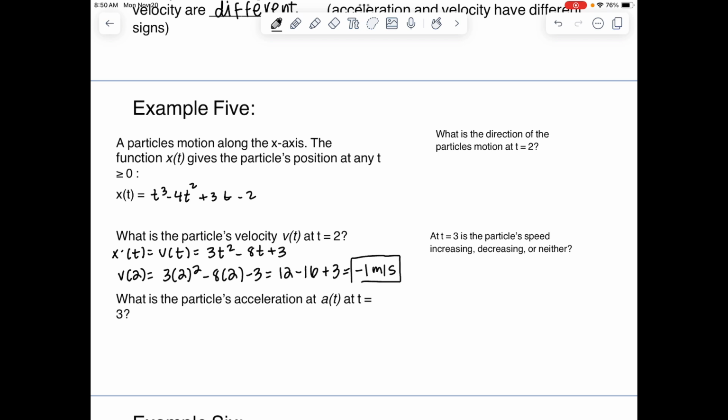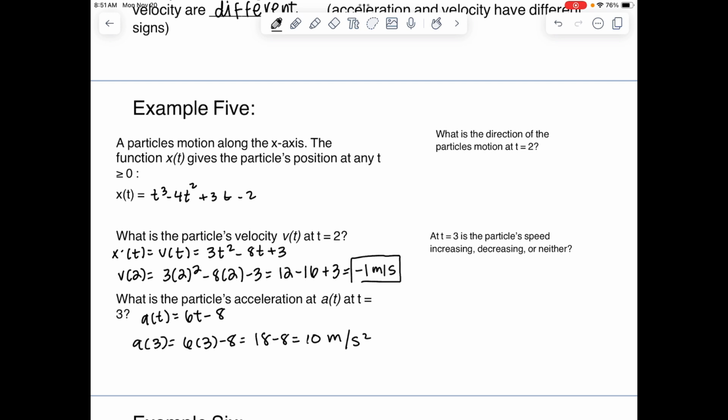The next one says, what is the particle's acceleration? To find the acceleration, I just need to take the derivative of velocity. And so the acceleration would be 6t minus 8. I'm just taking the derivative of 3t squared minus 8t plus 3. Then specifically at 3, it would be 6 times 3 minus 8, which equals 18 minus 8, which is 10 meters per second squared. Because velocity was meters per second, every time you do the acceleration, you add a per. And that's the information we're going to need to solve this problem. Well, actually not necessarily, but we'll do it again.